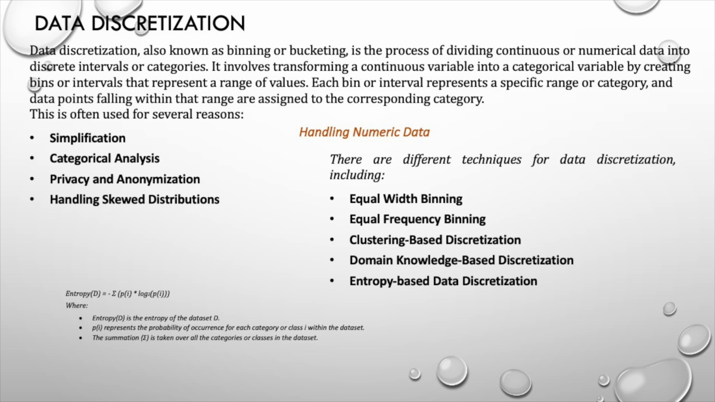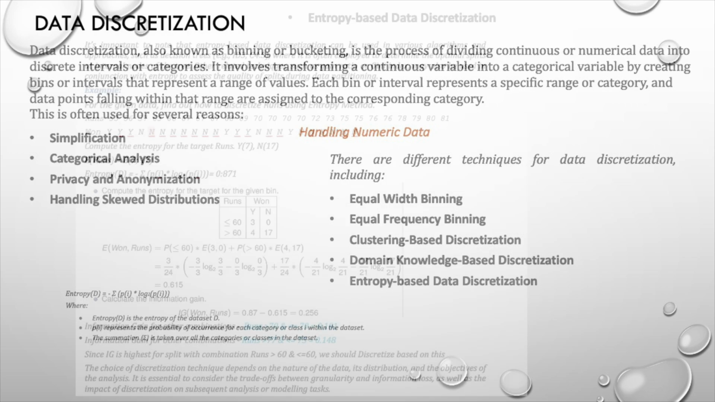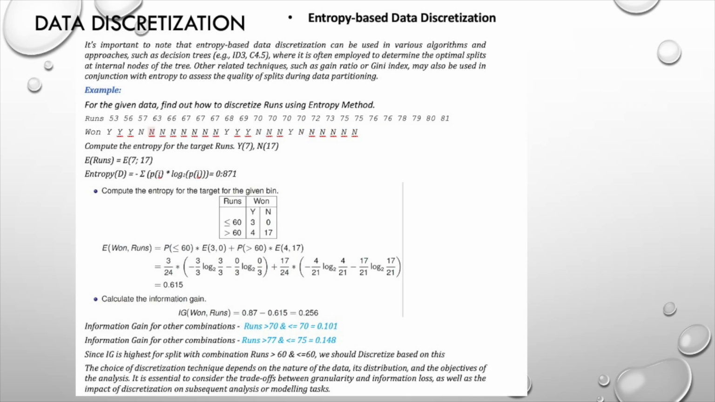Entropy-based data discretization is a technique that utilizes the concept of entropy from information theory to determine the optimal cutoff points or intervals for data discretization. The goal is to find the boundaries that minimize the entropy or maximize the information gain when dividing the continuous variable into discrete categories. The formula used in entropy-based data discretization is called the information gain formula or the entropy formula. It calculates the entropy of a dataset or a subset of data, which represents the level of impurity or randomness in the data. The formula is as follows.